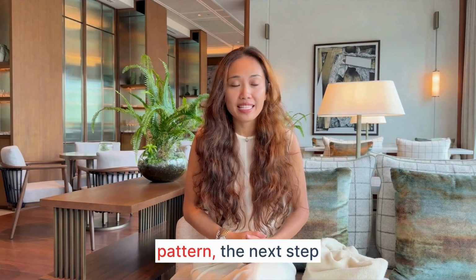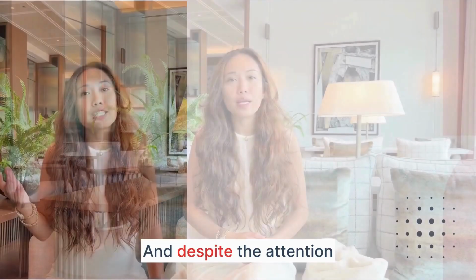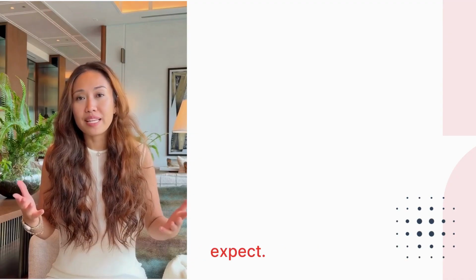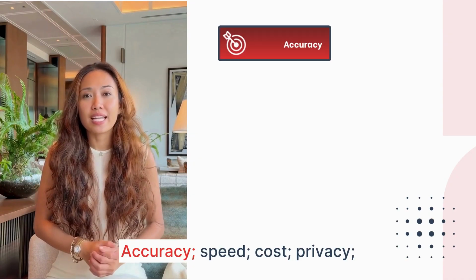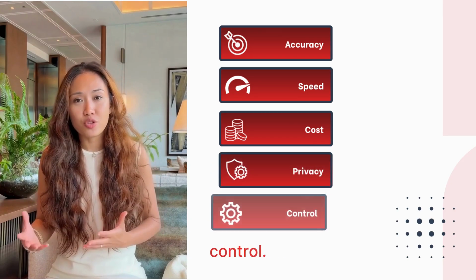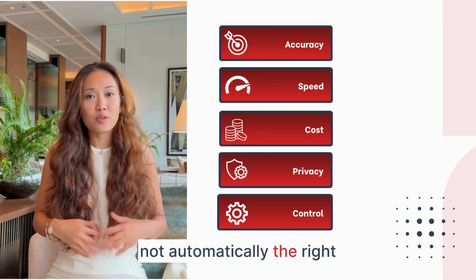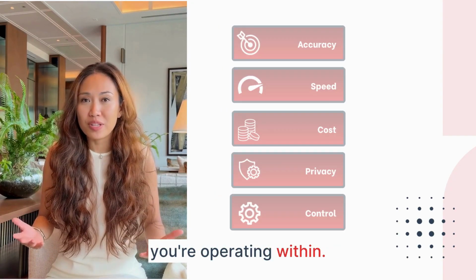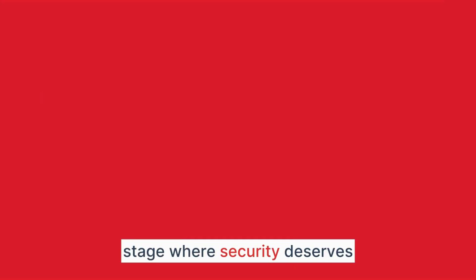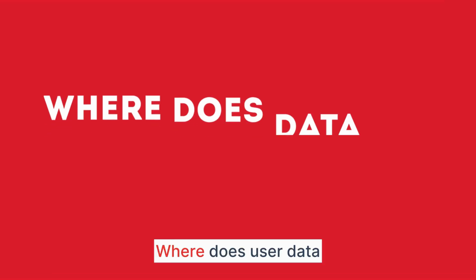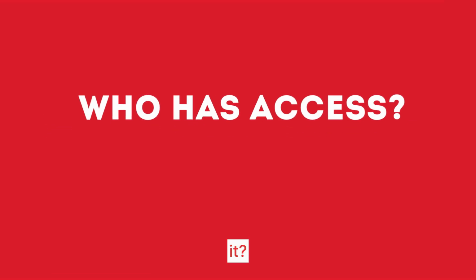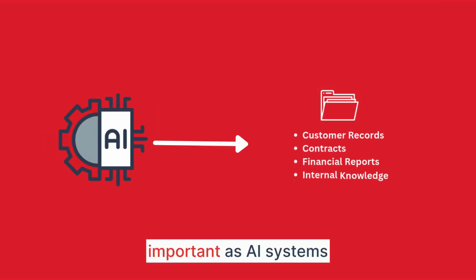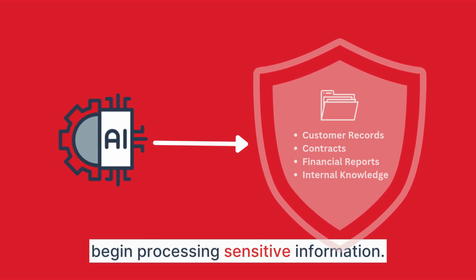Once you've chosen your pattern, the next step is selecting the right model. And despite the attention given to model rankings, this decision is often more straightforward than people expect. You're balancing trade-offs: accuracy, speed, cost, privacy, control. The newest model is not automatically the right model. The best choice depends on the product you're building and the constraints you're operating within. This is also the stage where security deserves serious attention. Where does user data go? Who has access to it? And what is the retention policy? These questions become increasingly important as AI systems begin processing sensitive information.